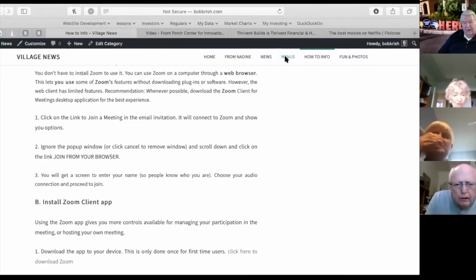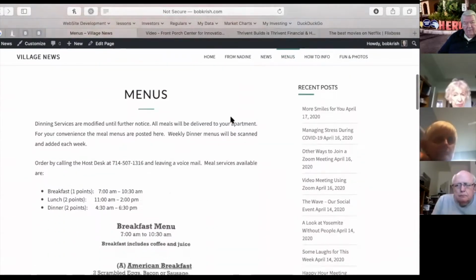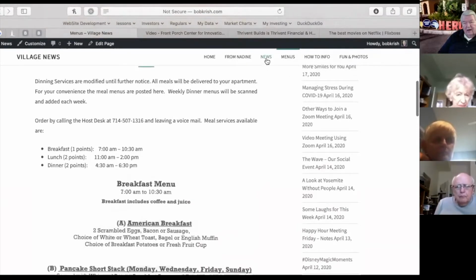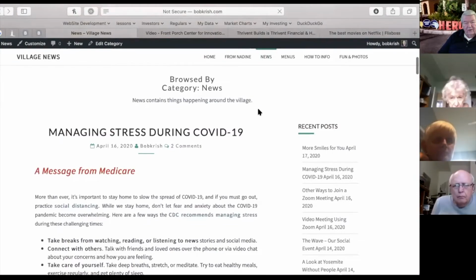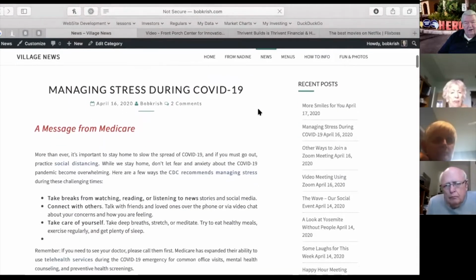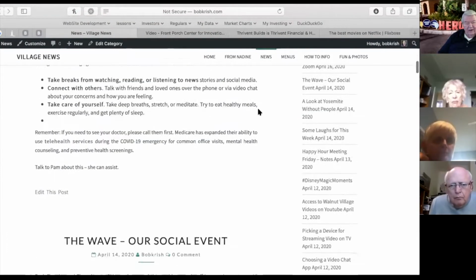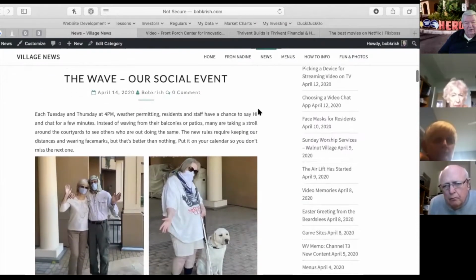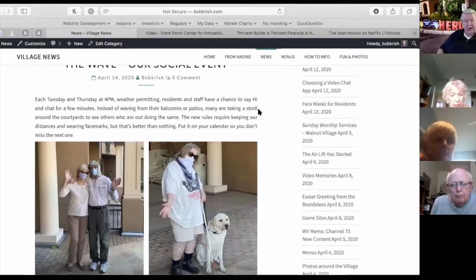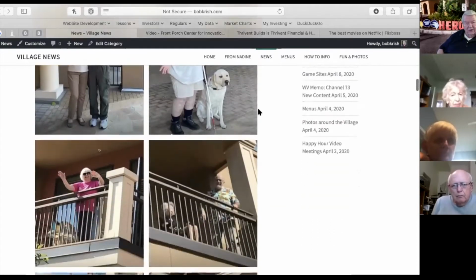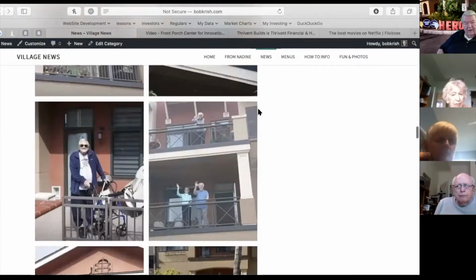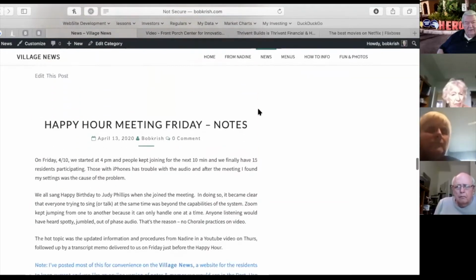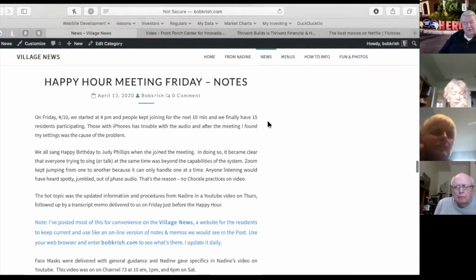We have the weekly menus and so forth. And we have different news articles I pick up. This happens to be an article about managing stress that came from Medicare. Here's our picture about the wave. I went out and grabbed pictures off of Facebook so I could share them. These will be around for a while, easy to look at. So these are articles coming up every day. This is last week's notes of the happy hour meeting.